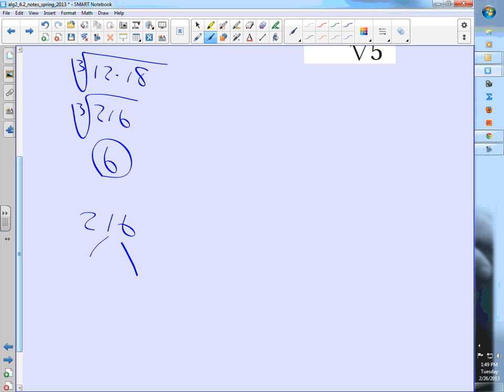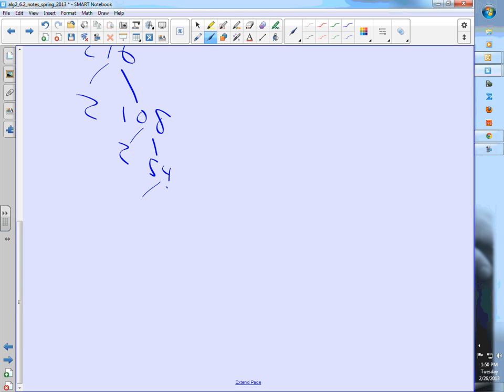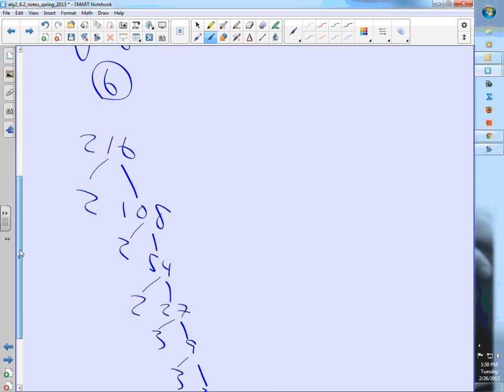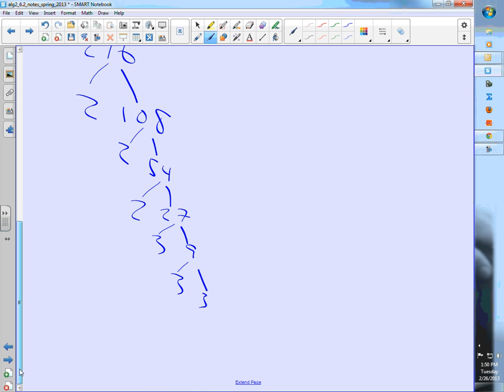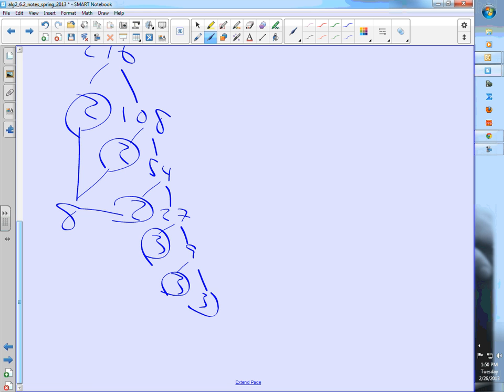What goes into 216? 2 and 108. 2 and 54. 2 and 27. 3 and 9. 3 and 3. What's your index? 3. That means we're playing poker and you're looking for 3 of a kind. Every time you have 3 of a kind, 1, 2, 3, you put them back together and you get a perfect cube. 2 is the cube root of 8. 3 of a kind, 1, 2, 3. 27 is a perfect cube. The cube root is 3. 2 times 3 is 6.